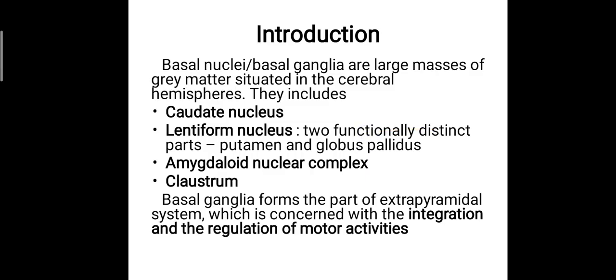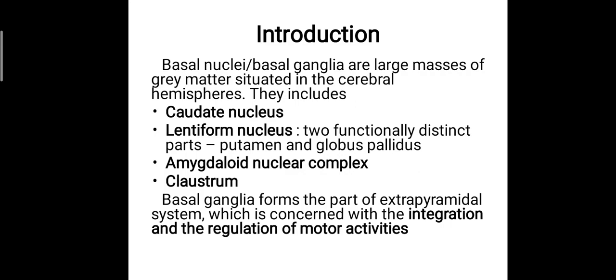Today we discuss the anatomy of basal ganglia. The basal ganglia, or the nuclei, are large masses of grey matter situated within the cerebral hemispheres, and they include the caudate nucleus, the lentiform nucleus, which has two functionally distinct parts, the putamen and globus pallidus, then the amygdaloid nuclear complex and the claustrum. These are the parts which are present in the basal ganglia.